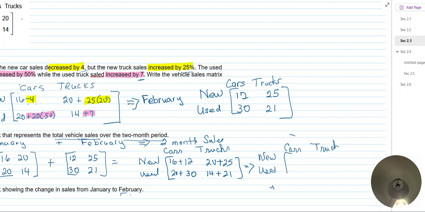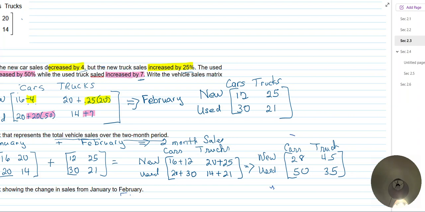This is 28, 45, 50, and 35. All right. And you can see how easy this application is for a business owner that has a car lot.